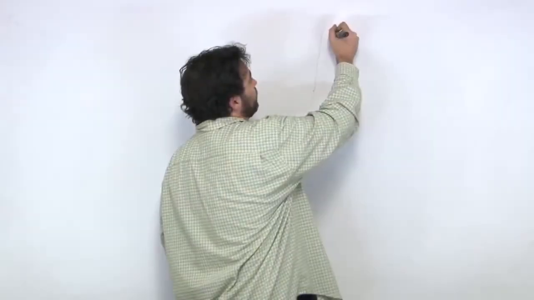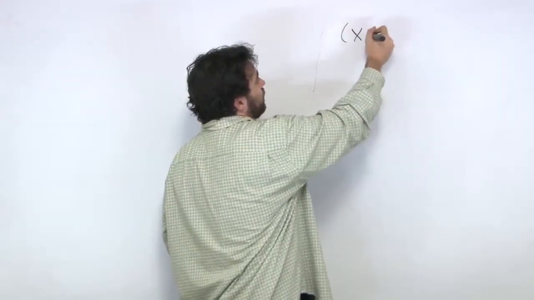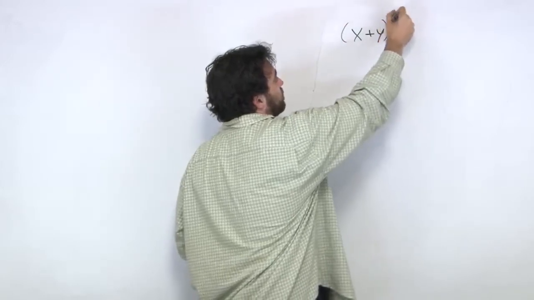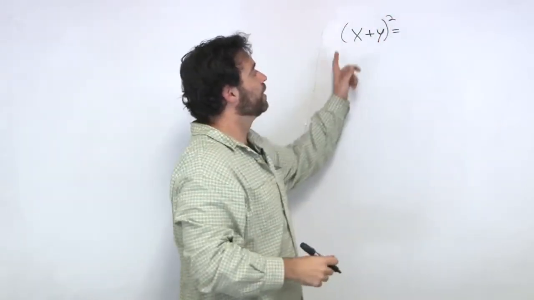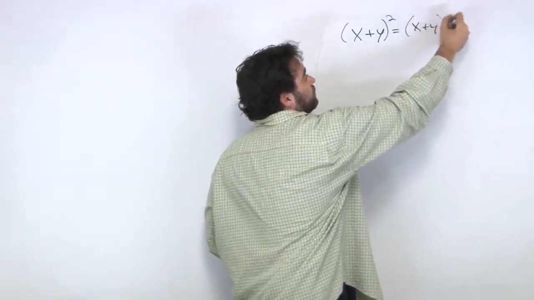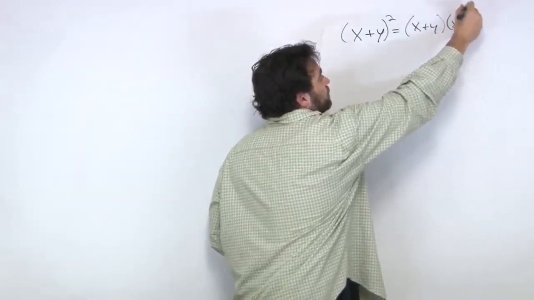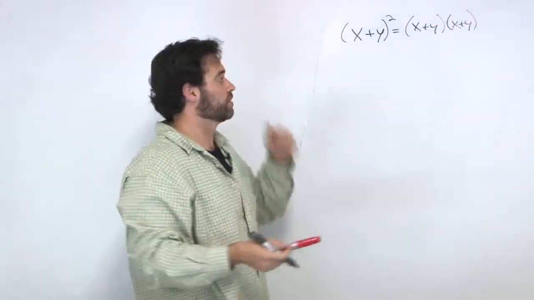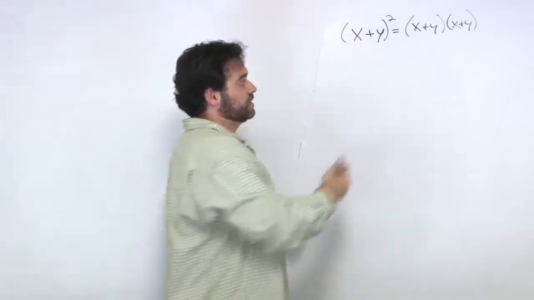So what if we have the general (x + y) squared, (x + y) squared, what if we get that? So it's a general case here. We're talking about any x, any y, any two numbers. What do we get there? Let's see.